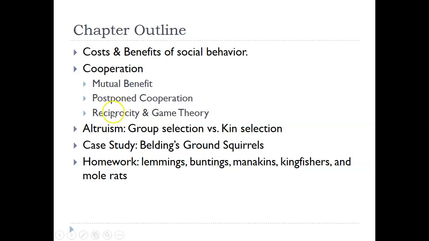And then when we get back, I think we'll start next Tuesday talking about reciprocity, but then we'll also talk about altruism and group selection. Kin selection is a really important concept that we'll spend some time on. And then I have a case study to kind of round out the discussion on Belding's ground squirrels. And I think that'll make for a good way to cover this topic. The homework will then extend some of the concepts that we're doing in lecture. So there are specific examples talking about lemmings and buntings and manakins and kingfishers and mole rats, and I think it's a nice set of questions that we'll be able to discuss next Thursday, and I think that will do a good job of finishing off the semester for us and finishing off this topic.